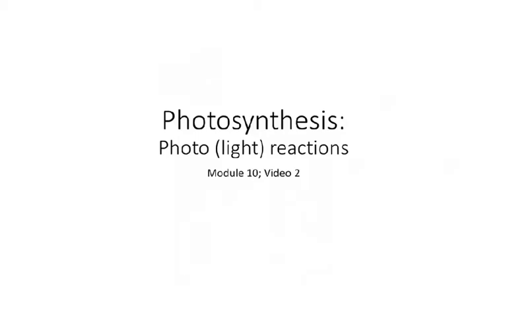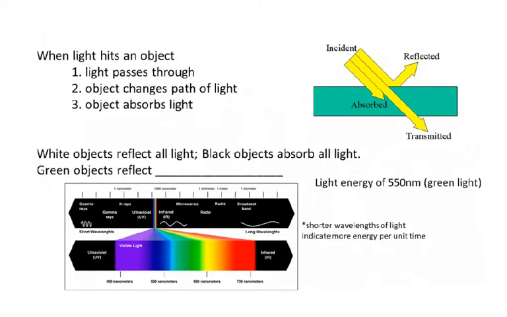Here we're going to look at the light reactions within photosynthesis. So this is the photo part of photosynthesis. For the photo part of photosynthesis, we're going to look at light. And let's think about what light is for a second. Light is going to be wavelengths of light. We could talk about it as photons as well, but I'm just going to talk about it as wavelengths for the purpose of this.